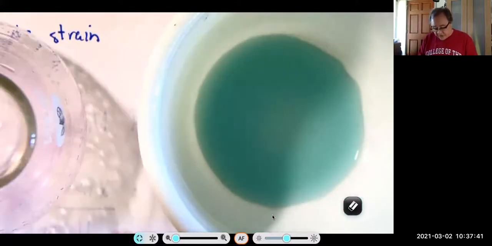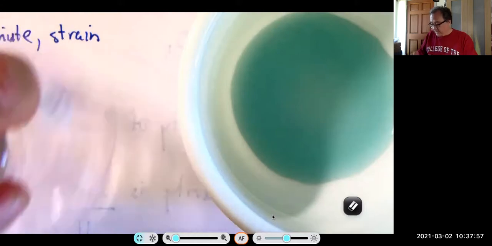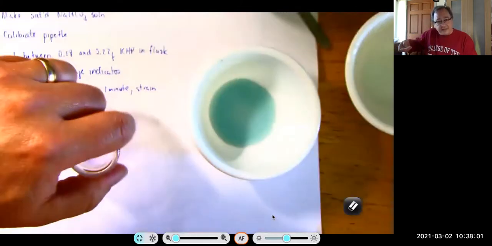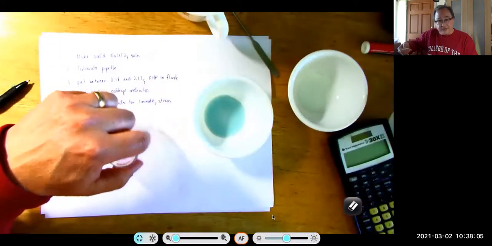Now, we want this color to match this color. I can tell you that you are not done titrating if you see little bits of solid in there, which I see. So what you have to do is just be patient, swirl, and keep going until all of the solid particles dissolve and until you get a blue color like we see to the right.